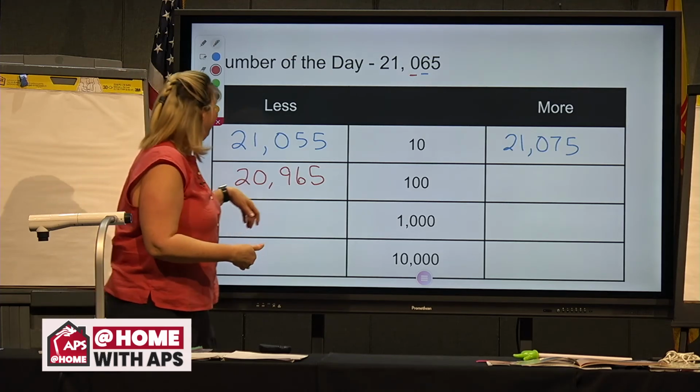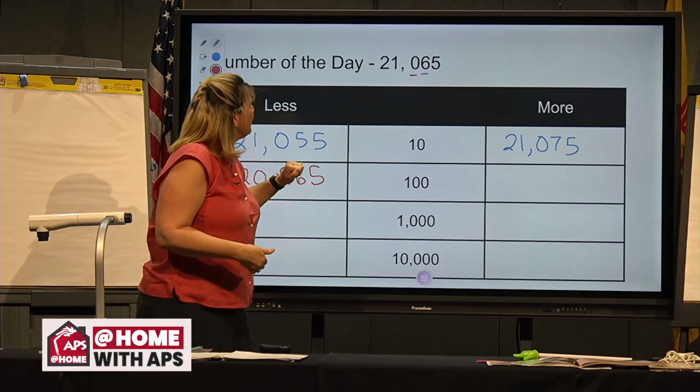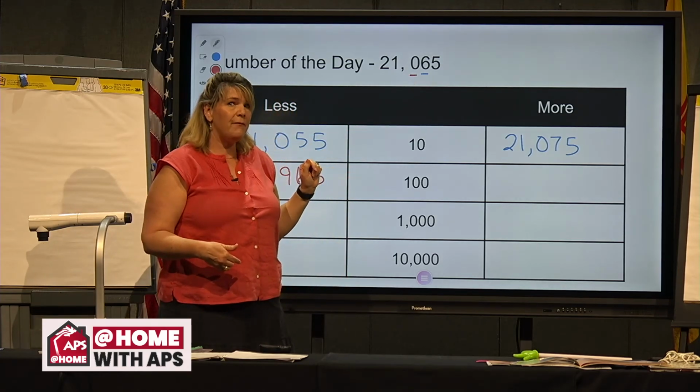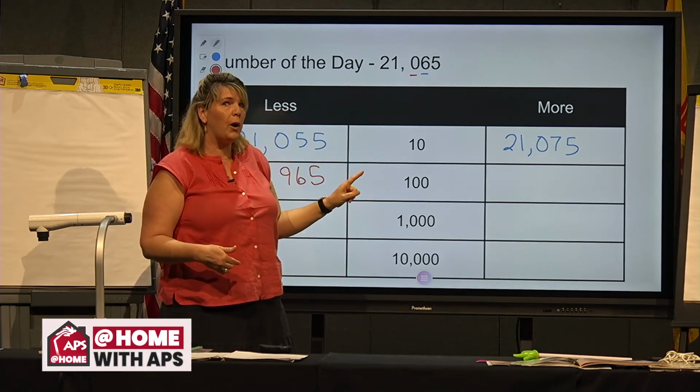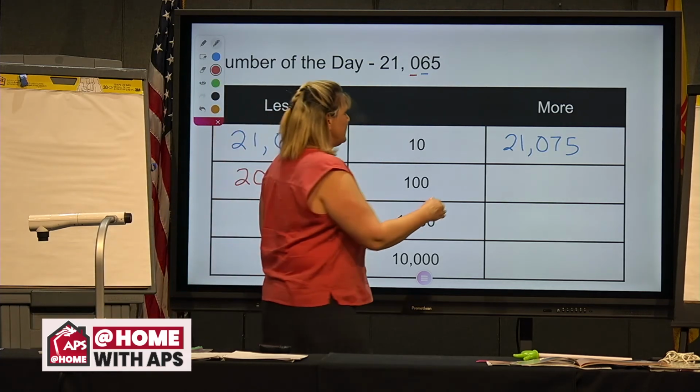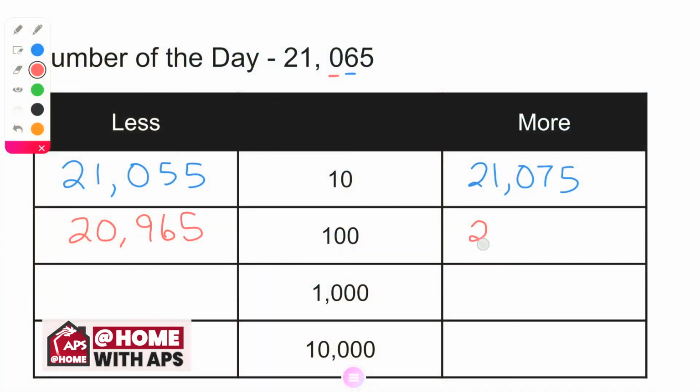All right, so 100 more. So again, we're looking at that 0. What do we need to have there if we're doing 100 more? We probably need to add that 100 back to that 0, right? So we have 21,165. Ooh, getting really big on our numbers.